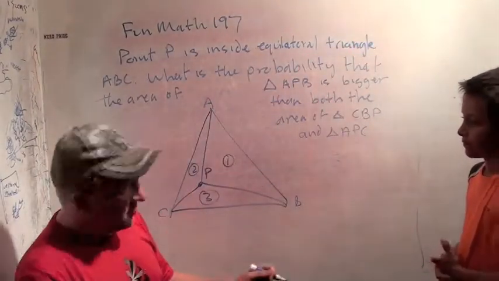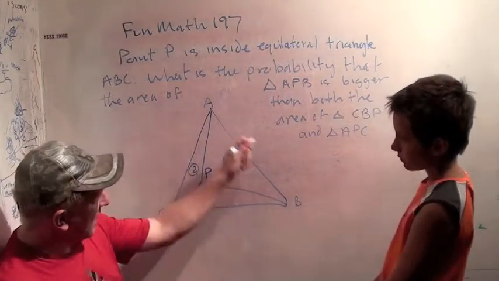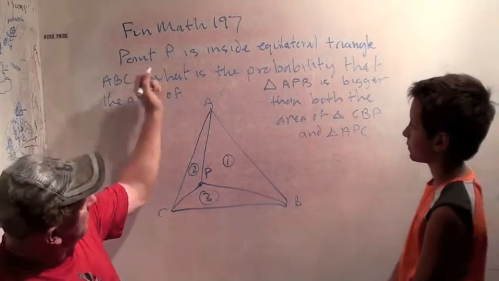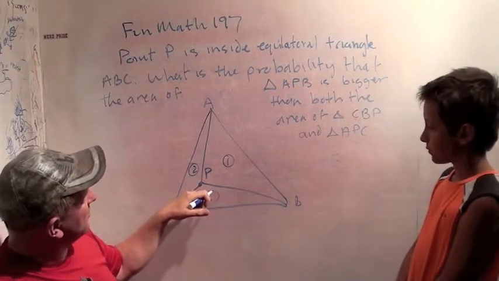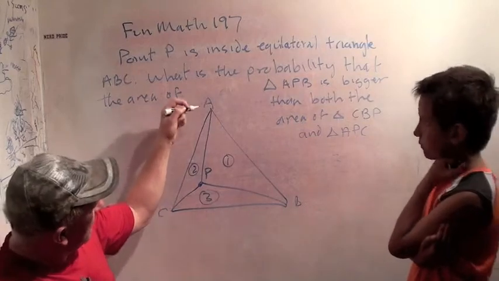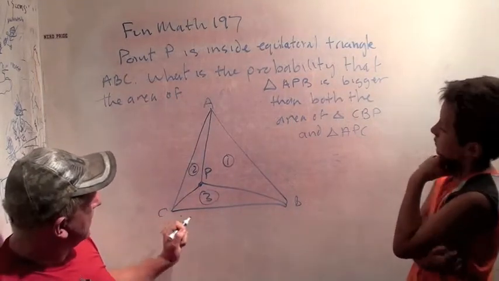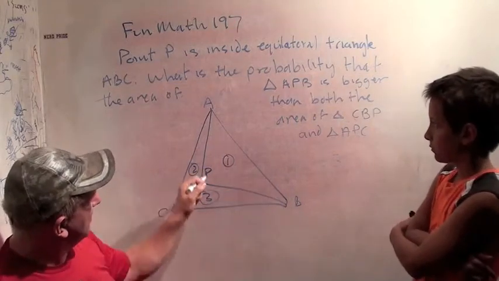FunMath number 197. I need to start this one over because I drew the triangle wrong a second ago. So this is A, B, C like this. Point P is chosen randomly inside an equilateral triangle. What is the probability that the area of APB is bigger than both the area of CPB and APC?